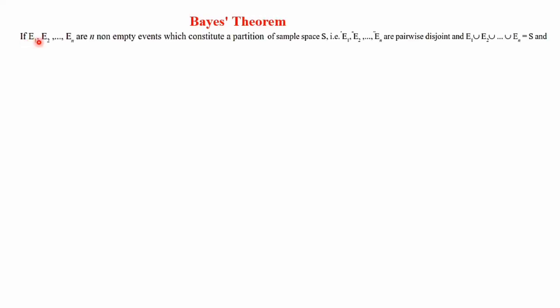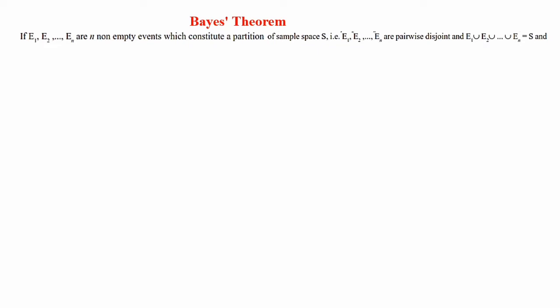Next, we shall discuss the Bayes theorem formula. If E1, E2, etc. En are n non-empty events which constitute a partition of sample space S, that is, partition of sample space means these E1, E2, etc. En need to follow some conditions. They should be pairwise disjoint, means when you take the intersection of any two events, it should be a null set, means there should not be a common element. And when you take the union, E1 union E2 union, etc. union En, you should get the sample space.